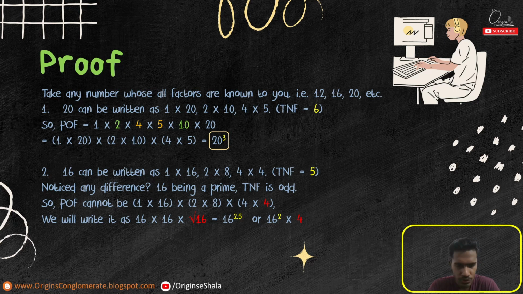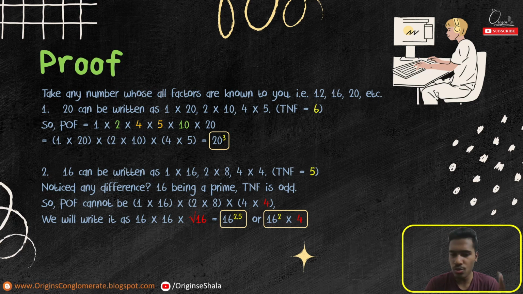These are 2 out of the way. And 4, I can write it like root 16. So that is nothing but 16 raised to 2.5. So you will notice that my trick of just dividing the TNF by 2 also works here, because if you divide TNF by 2, you will be ending up with 2.5 anyways. So yeah, you can write it like this as well.